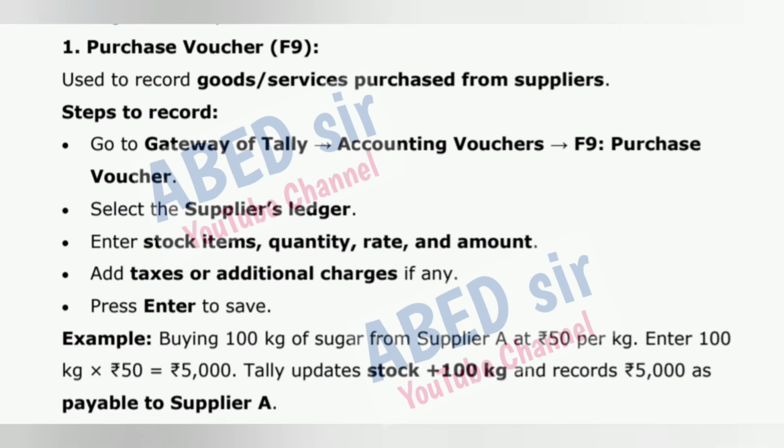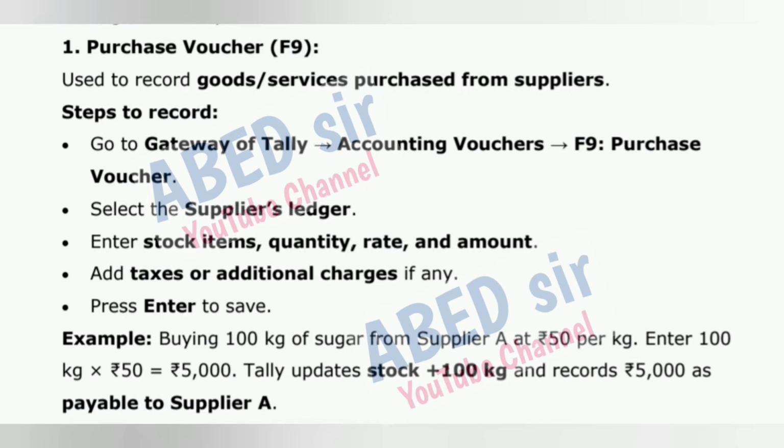1. Purchase voucher, F9. Used to record goods and services purchased from suppliers. Steps to record. Go to Gateway of Tally, Accounting Vouchers, F9, Purchase Voucher. Select the supplier's ledger. Enter stock items, quantity, rate, and amount. Add taxes or additional charges if any.